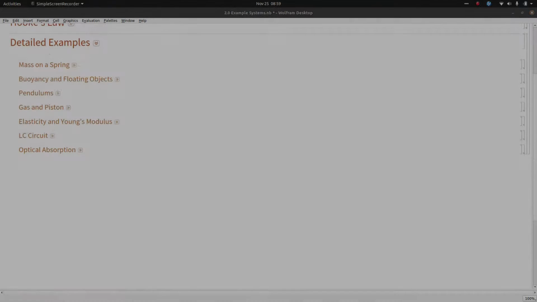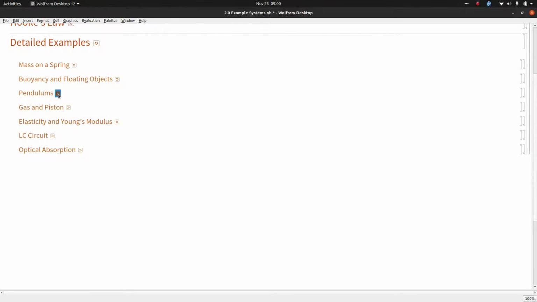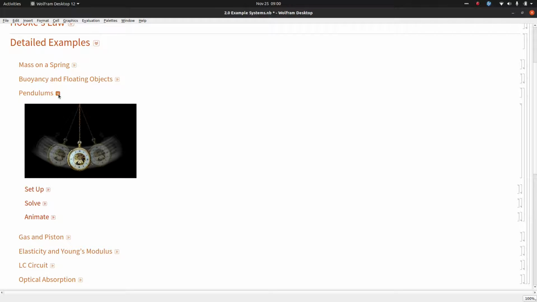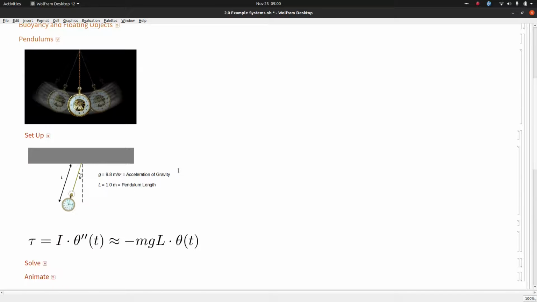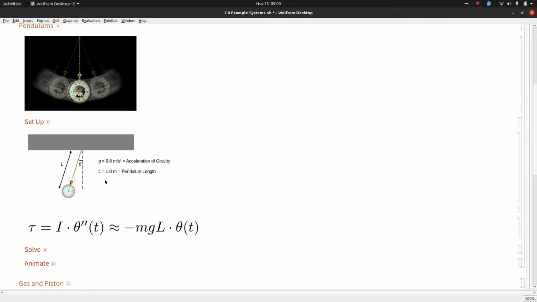For our next example, we are going to consider a pendulum. So a pendulum is a mass on either a string or a light rod, and the mass is just going to be swinging back and forth. So to set this up, we're going to consider a mass. In this case, we're looking at a pocket watch suspended from a string, which is hanging from the ceiling. The string has a length L, which I am going to define to be 1 meter in length.